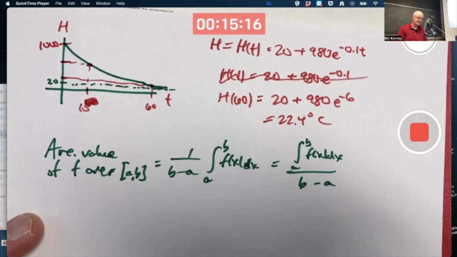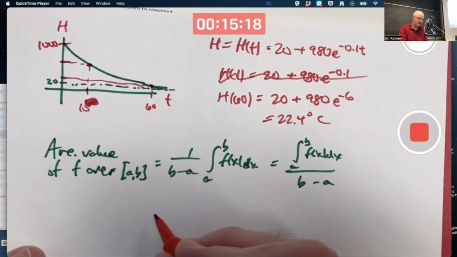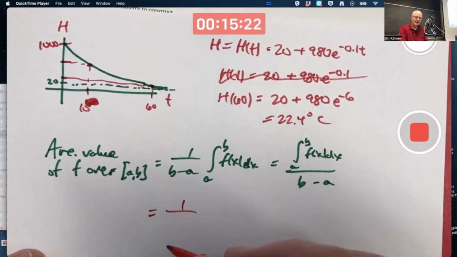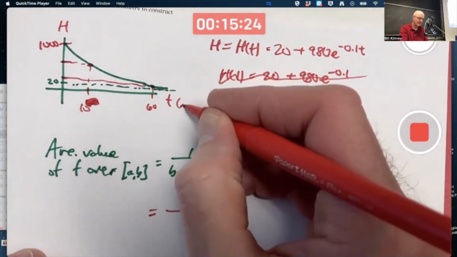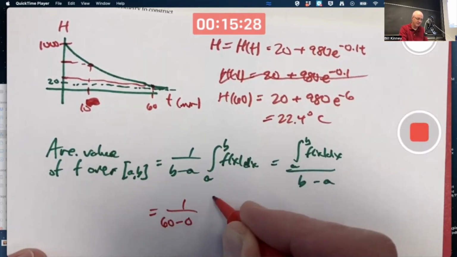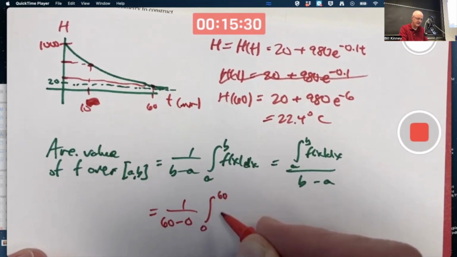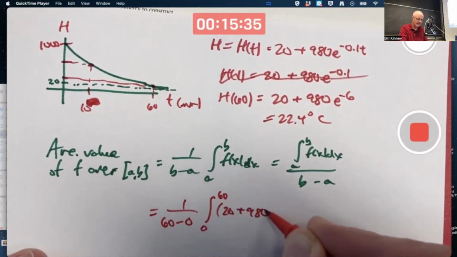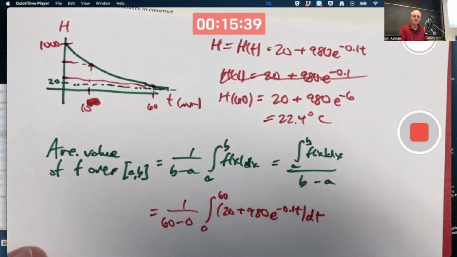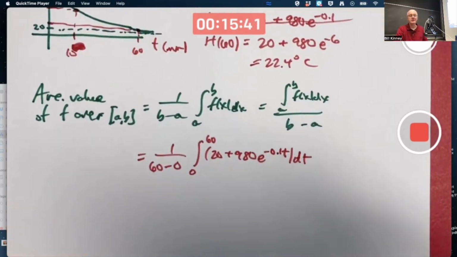In our case, we're trying to find the average value of h over the first 1 hour, which is 60 minutes. Yes, t is in minutes. So instead of doing 1 minus 0 on the bottom, I should do 60 minus 0. Integrating from 0 to 60 of 20 plus 980 e to the negative 0.1 t dt. That's the integral to compute.